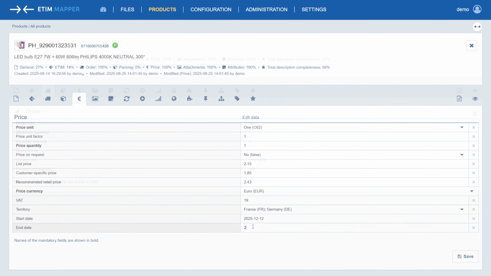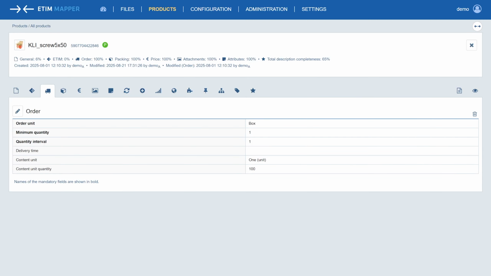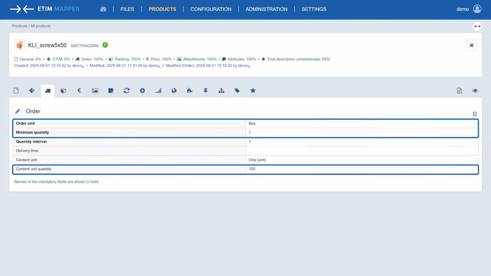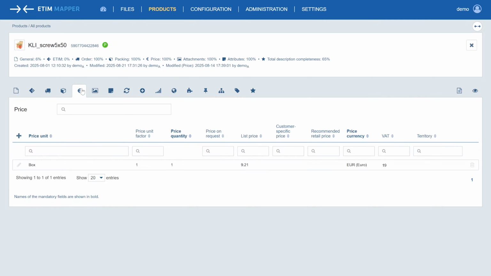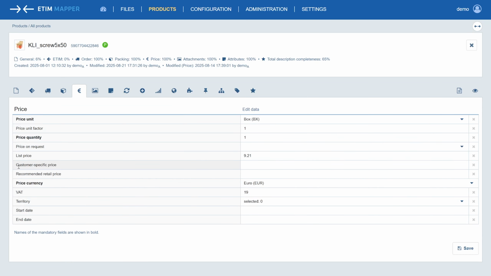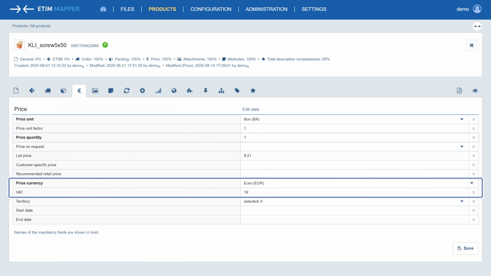Now let's look at the wood screws. Here, the order unit is one box containing 100 screws. You can order any number of full boxes. The price definition shows the price unit as one box, the same as the order unit. The price unit factor is 1, the price quantity is 1, and both the currency and VAT are specified.